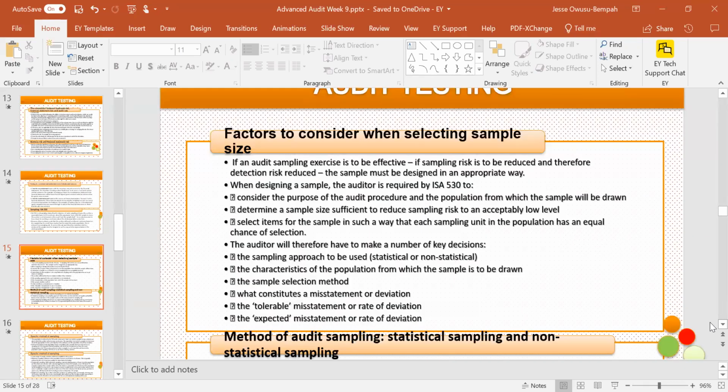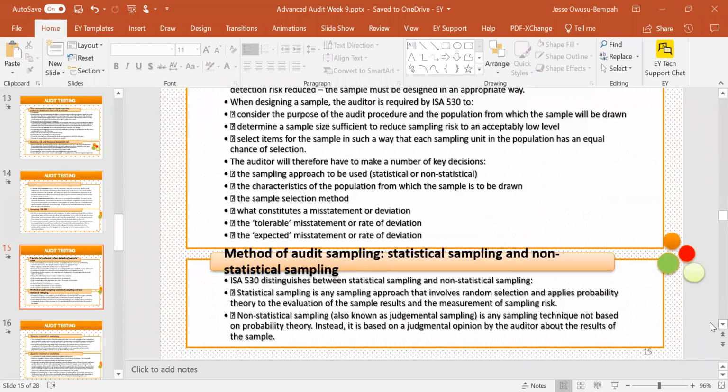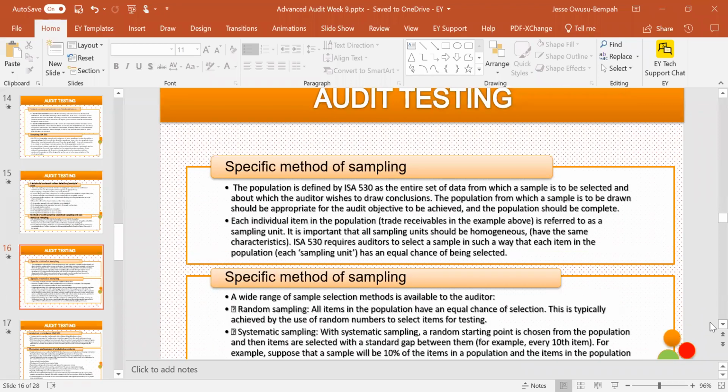What are some of the factors you consider before selecting a sample, or selecting a sample size? What do you think are some of the factors you will consider? What will you look out for when selecting a sample size?